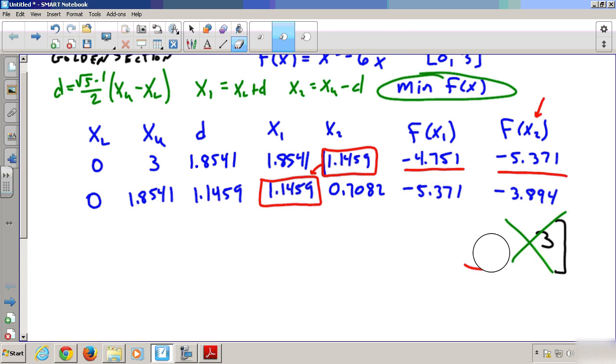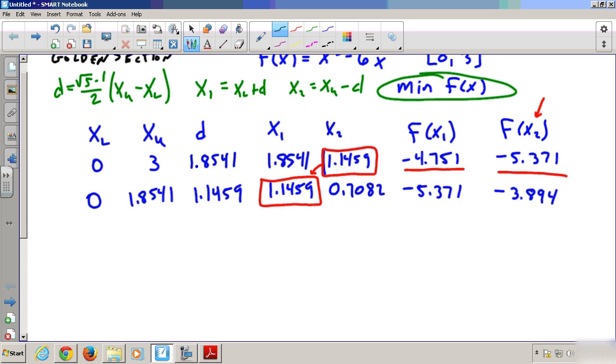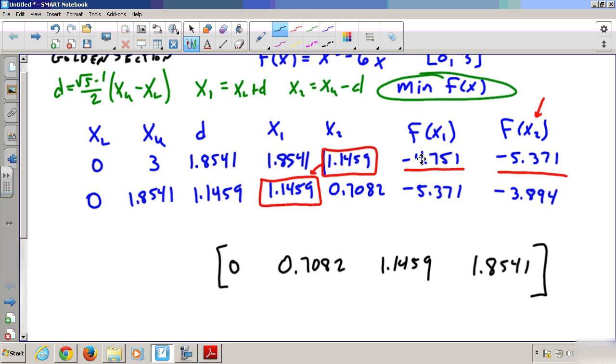Let's do the number line. Create the number line every time, okay, if you have trouble with this. I'm searching between 0 and 1.8541. My intermediate values are 0.7082 and 1.1459. Okay? And that's my new range between those four values.